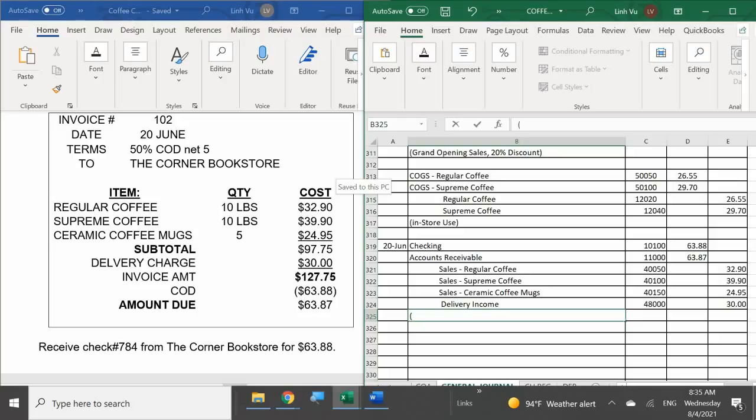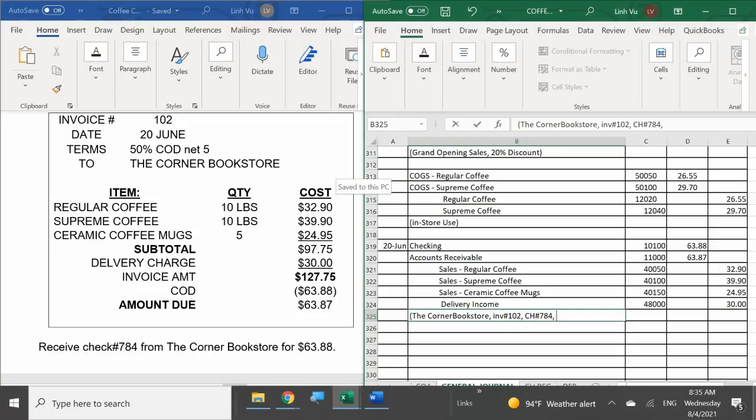All right. First should be who you dealt with. Who is the person you dealt with? The corner bookstore, not Allen, right? Invoice number 102. And then you put your check number, 784. Good. Received the check.